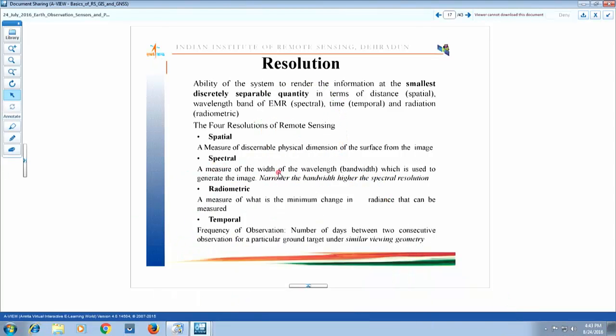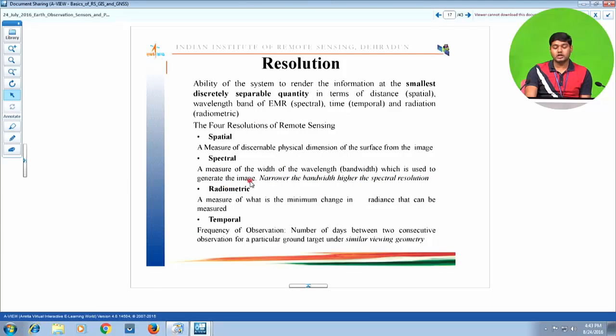Now coming to spectral, this is a measure of the width of the wavelength used to generate the image. Narrower the bandwidth, higher the spectral resolution. What does that mean? Remember, you must have used a black and white camera. Using it, you are able to see the features clearly, but the color information is missing. Using a color camera, you are able to differentiate all the features with different colors. Suppose you use blue band, green band and red band cameras and generate different color composites, you are able to analyze the features more clearly. What bandwidth means, I am going to tell you in a further slide.